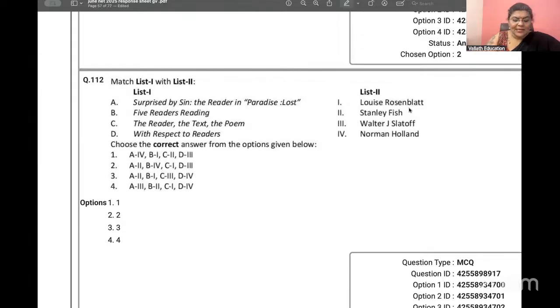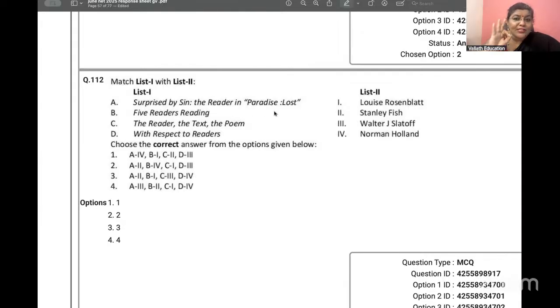Louis Rosenblatt is between reader and text. Transactional. Norman Holland is psychoanalytic. So Norman Holland may not write reader, text, and poem. Surprise by Sin is Stanley Fish. A2. Norman Holland must be B or D. And transactional can be this. Walter J. Slatoff also can be that. But with your knowledge that Louis Rosenblatt talked about transactional, reader, text, poem, transaction. Actually, that is by Louis Rosenblatt.